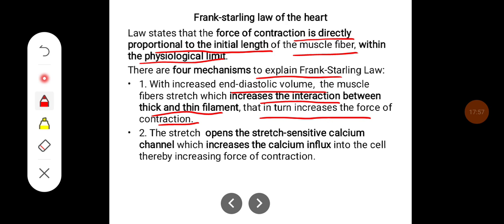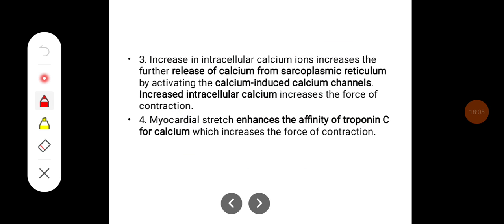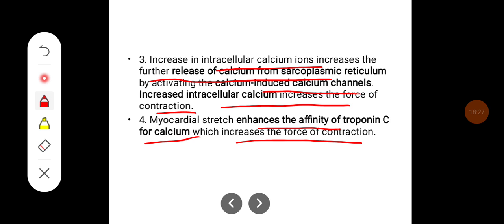Second, the stretch opens the stretch sensitive calcium channel, which increases the calcium influx into the cell, thereby increasing the force of contraction. The third is increasing the intracellular calcium ions, which increases the further release of calcium from sarcoplasmic reticulum by activating the calcium induced calcium channels. Increased intracellular calcium increases the force of contraction. And fourth is myocardial stretch enhances the affinity of troponin C for calcium, which increases the force of contraction.